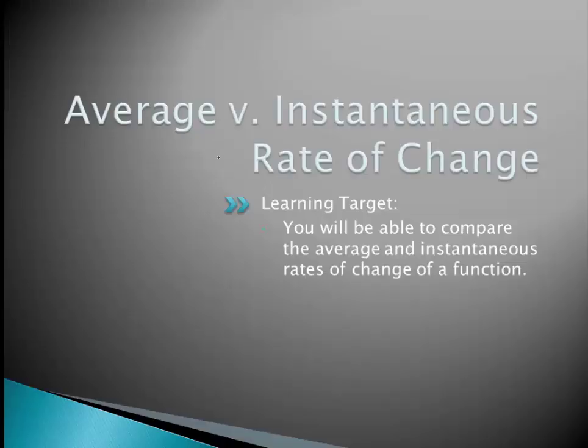So remember, for the average rate of change, you actually perform the slope formula. Whereas for the instantaneous rate of change, you actually find the derivative and then plug in a value.